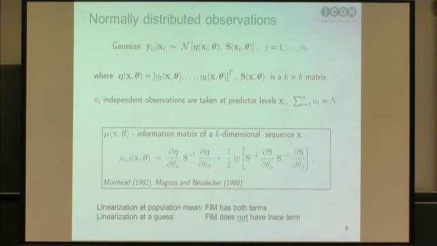If you do linearization at the population mean, you essentially will get the formula with both terms. If you do linearization at a guess of the parameter, the Fisher information matrix approximation does not have the trace term. And so that's an interesting link.